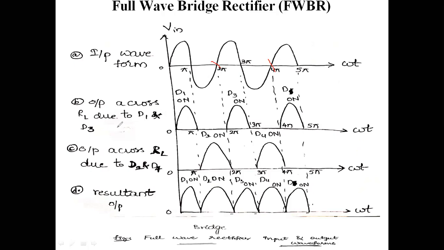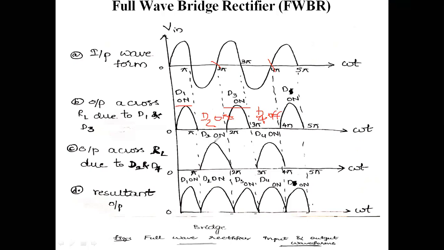The output voltage across load resistance RL is due to diodes D1 and D3. That means diode D1 is in on position and diode D3 is in on position: from 0 to pi it is on, and from 2 pi to 3 pi it is on. In this positive half cycle, D2 is in off position, and similarly D4 is in off position here.